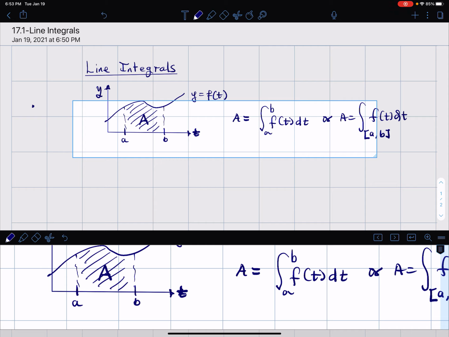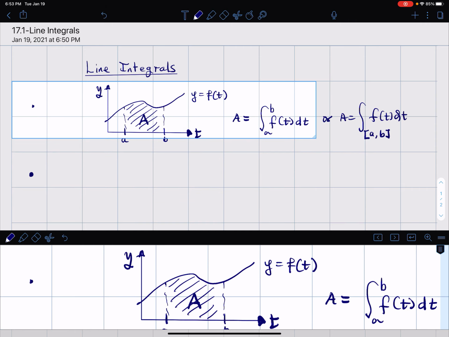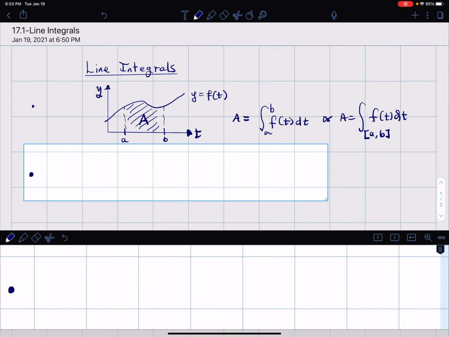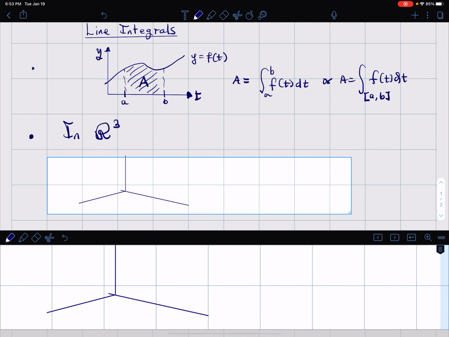Okay, but the whole setup here is that we're integrating along the horizontal axis, along the x-axis, which in this case we're calling t. Just a different name. All right, now, this is in R2, what we know about in R2. Now in R3, think about a random line in R3. So that z-axis, x-axis, and y-axis. All right.